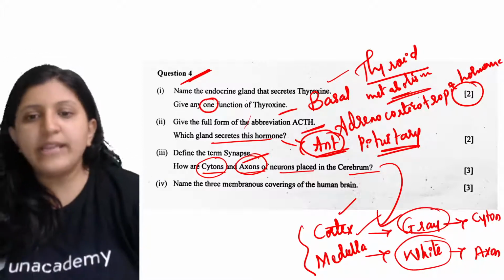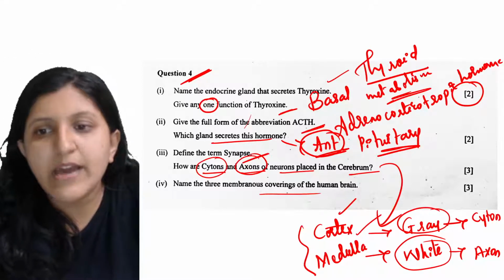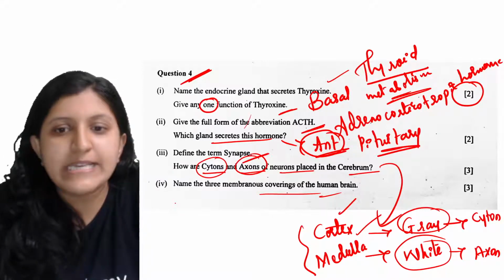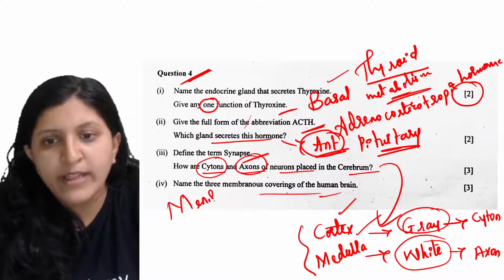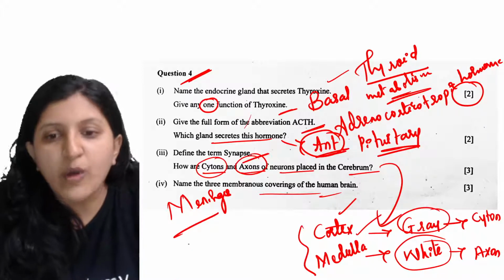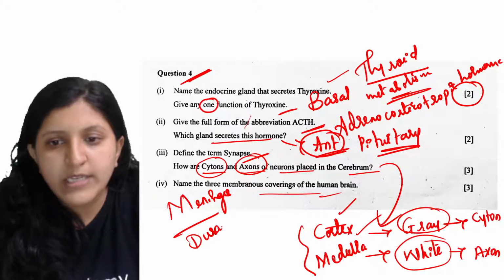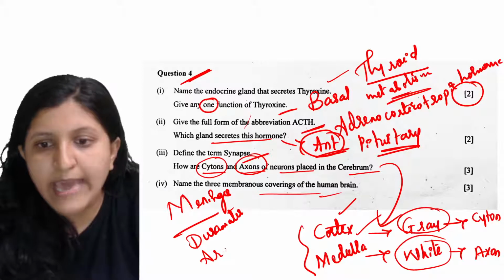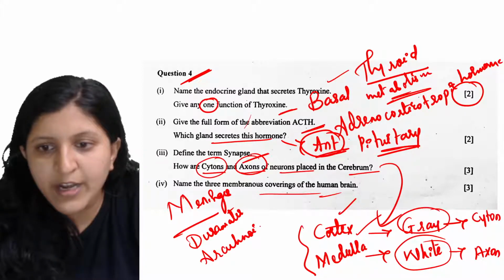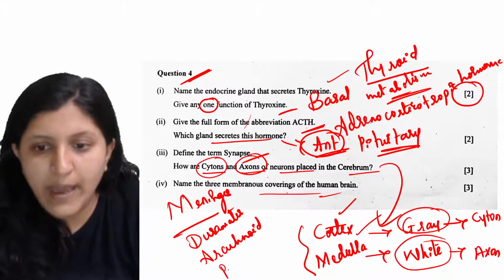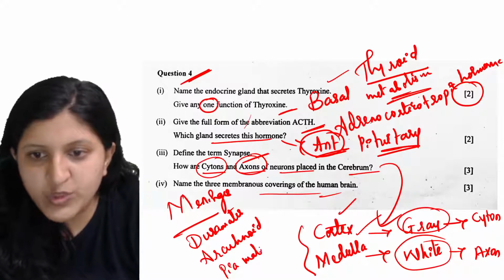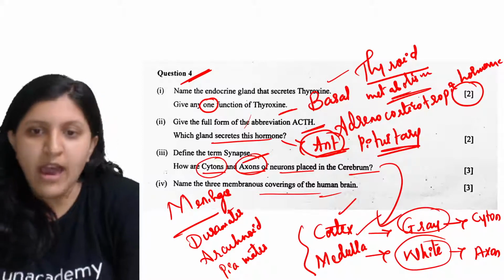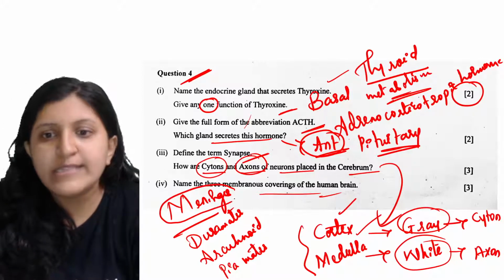Alright, so let's go with the next one. Name 3 membranous coverings of the human brain. So what are those 3 membranous coverings? Basically membranous coverings, you can call them meninges. The outermost is the dura mater, the middle one is the arachnoid, and the innermost is the pia mater. These are the 3 coverings that you can find in the brain. Together we call these the meninges.